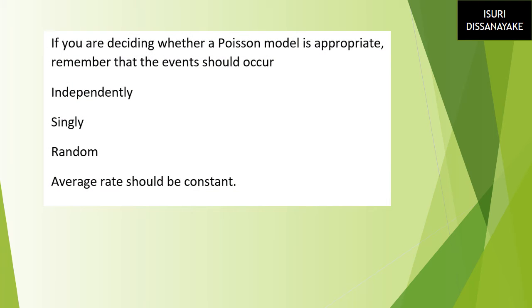If you are deciding whether a Poisson model is appropriate, remember that the events should occur independently, singly, randomly, and the average rate should be constant. So when you read the question, you will understand it specifically used these words to show you that it is a Poisson model.